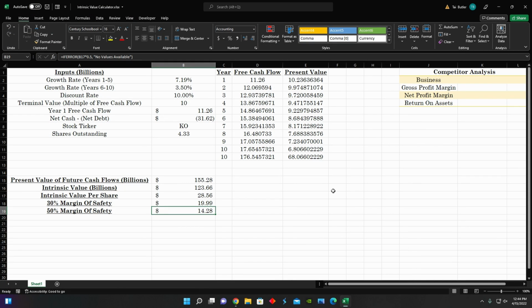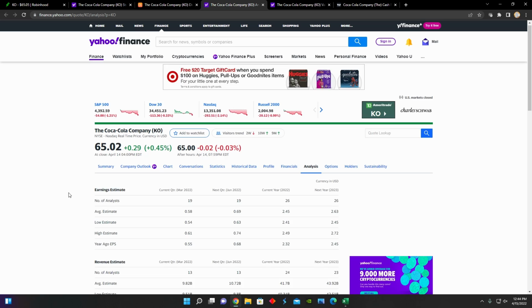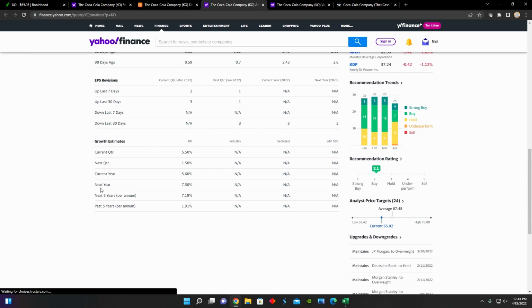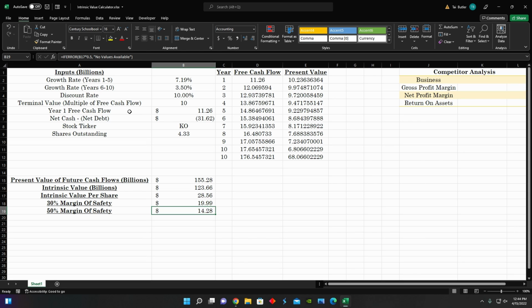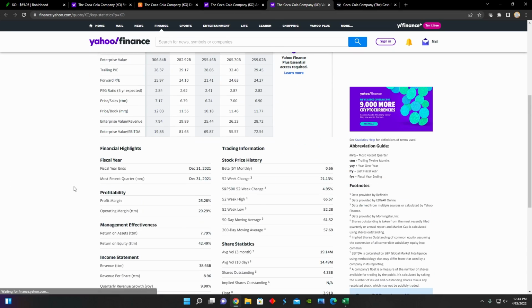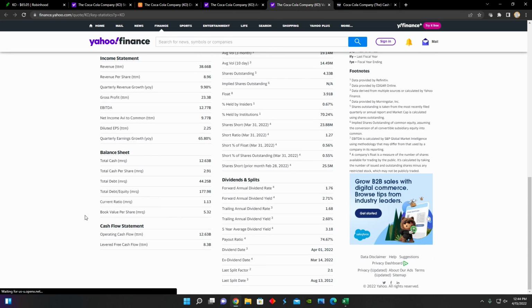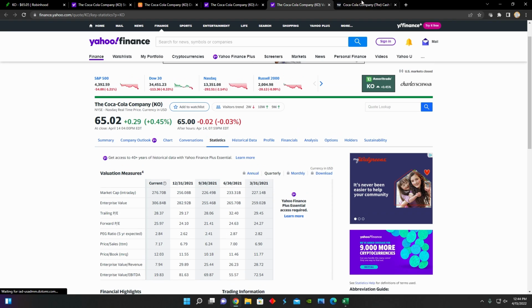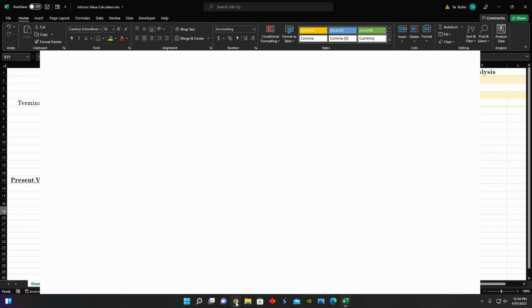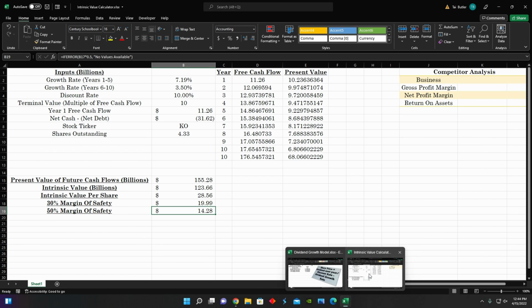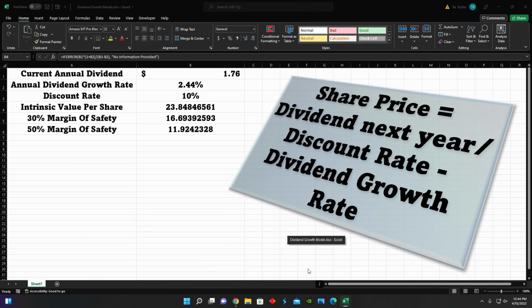And for this discounted cash flow model, I got these numbers from Yahoo Finance as well. These growth rates I got from, I think this is the analysis tab right here, 7.09%, and then the actual year one free cash flow I got from TradingView, and then the net cash minus net debt, as well as the shares outstanding, I got from the statistics tab, as we can see right here. So according to these values, it would seem like the dividend growth rate model and the discounted cash flow model put out pretty similar metrics.